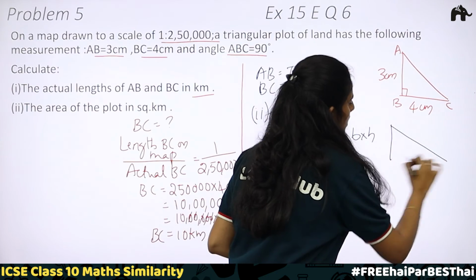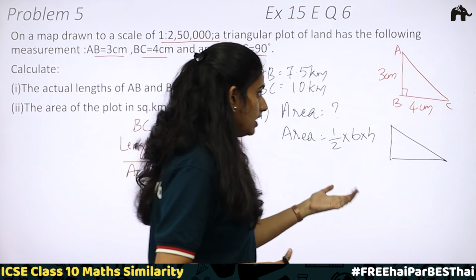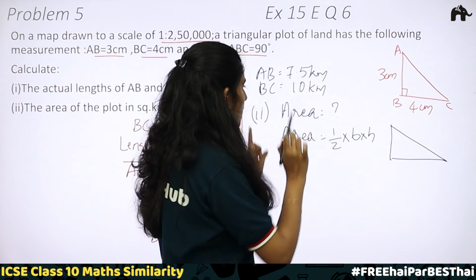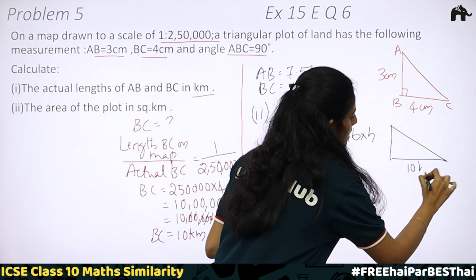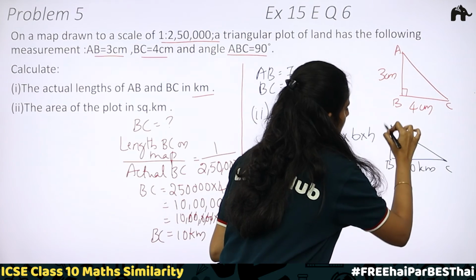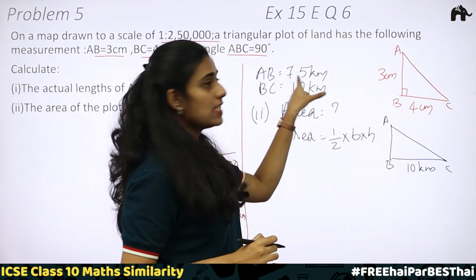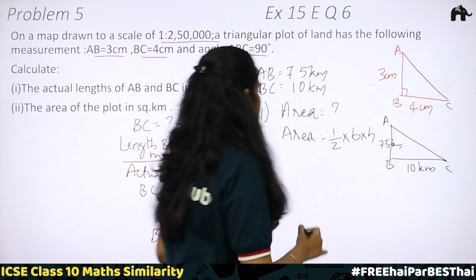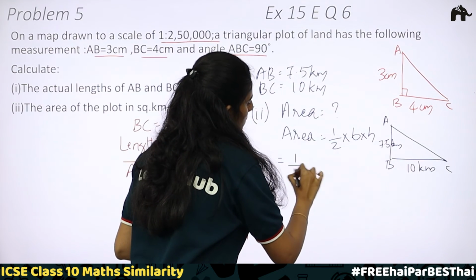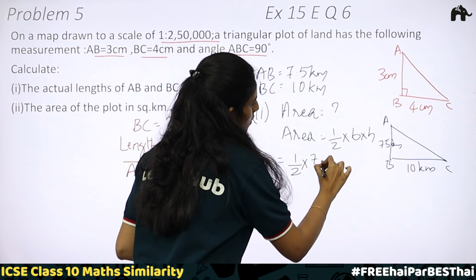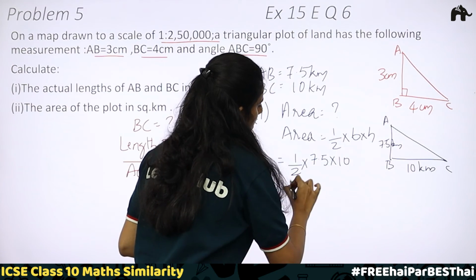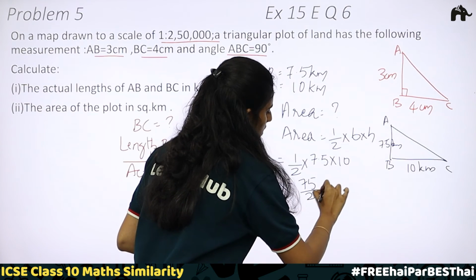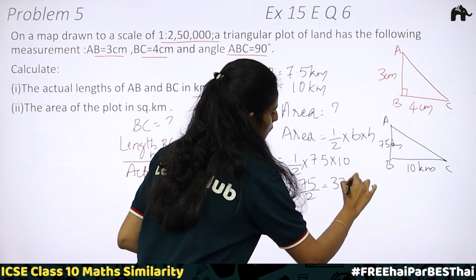So, for the original or actual triangle, we have BC equal to 10 kilometer, which is the base, and AB equal to 7.5 kilometer, the height. Just put the values, we get 1 by 2 into 7.5 into 10. 7.5 into 10 is 75, divided by 2, which is equal to 37.5.